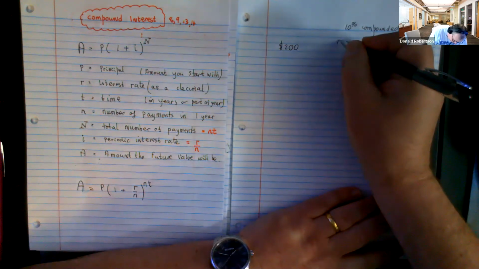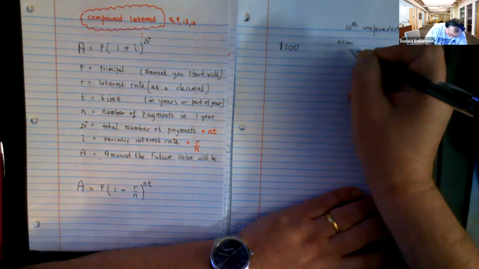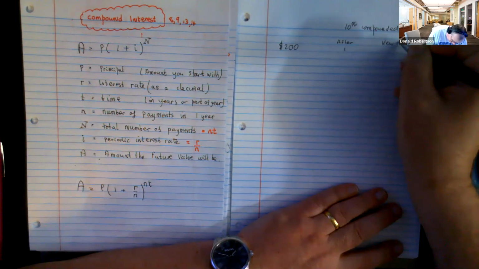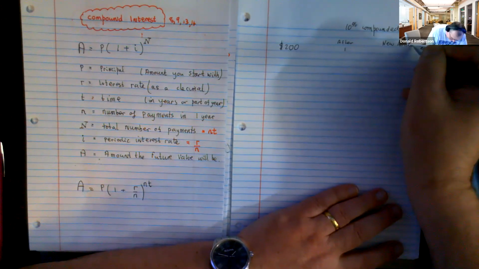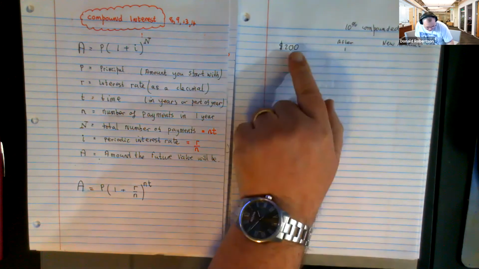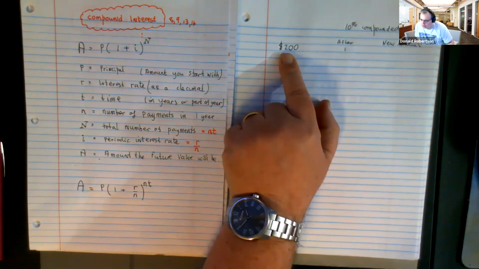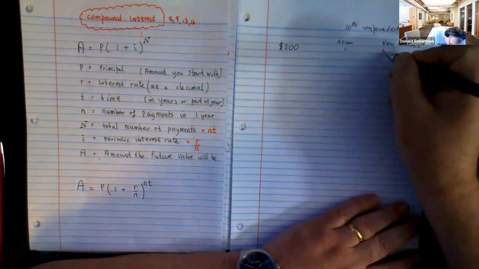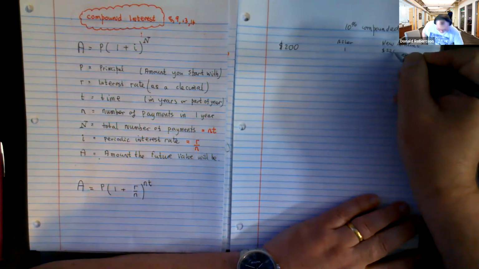After 1 year, your new amount, if you went back to the bank and had a look at how much money was in there, wouldn't you get 10% of 200, which is $20? I'm doing that in my head, but 10% of 200 is $20. And now you would have $220 in the bank.